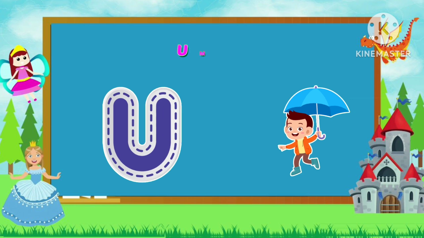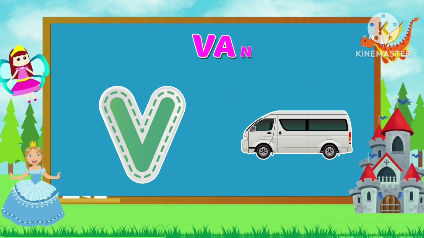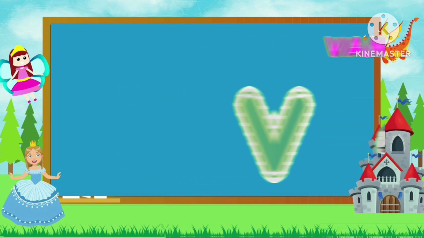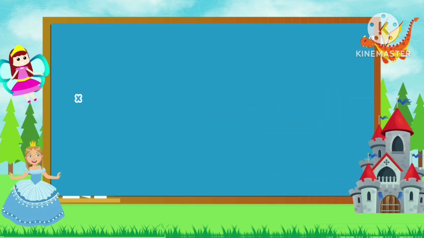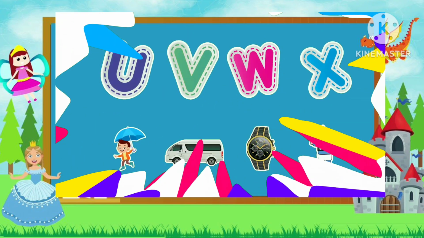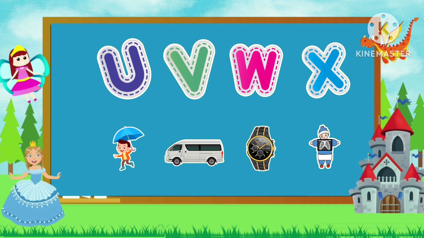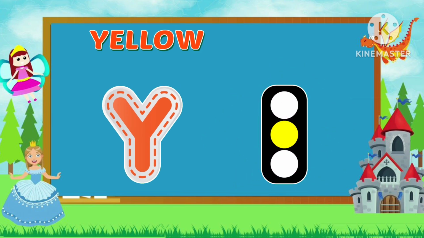U is for umbrella, umbrella. V is for van, van. W is for watch, watch. X is for x-ray, x-ray. Y is for yellow, yellow.